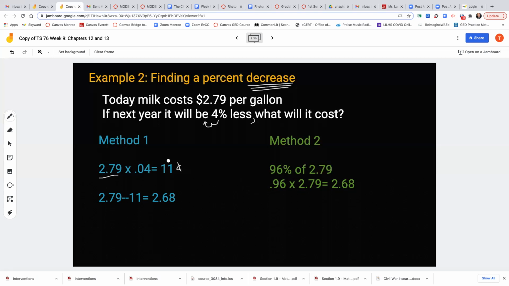Now, that's what 4% is. I've got to subtract that. That's what I'm going to do: 279, my original price.